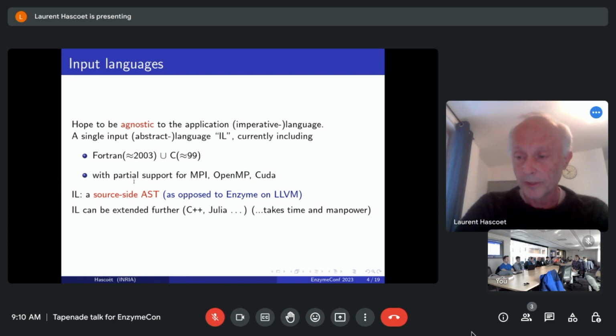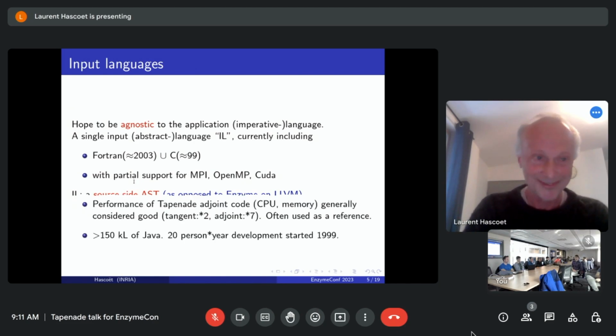If you see what the AST that Clang, for example, provides, it has two aspects. They say there is a more source side and a more compiler side. Our AST is more on the source side. It can be extended further. Of course, we have always the hope of extending it to larger set of languages. Why not C++? Why not Julia? But this has never been completed so far because it takes time and manpower, which we are lacking.